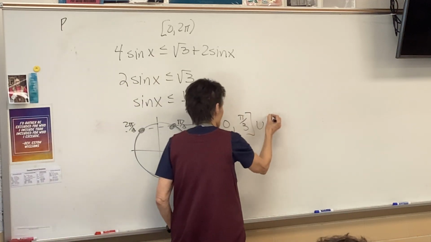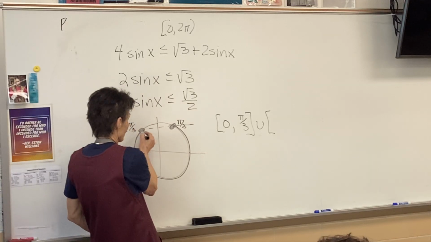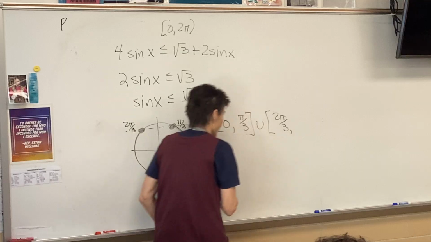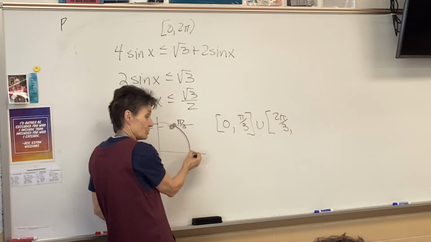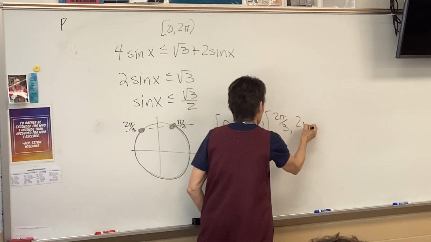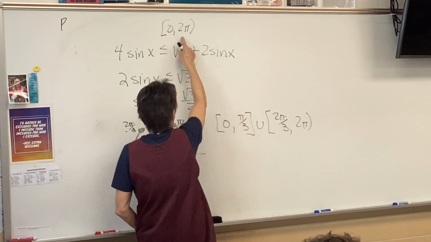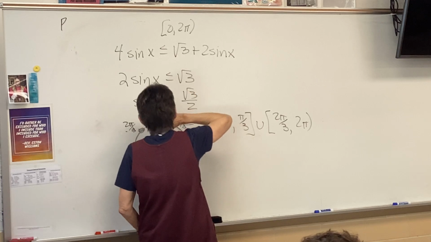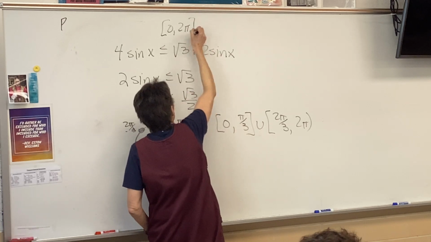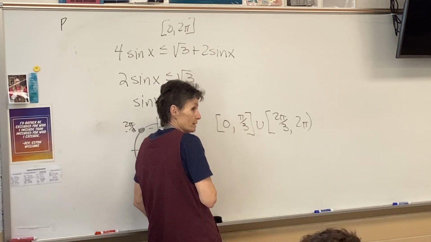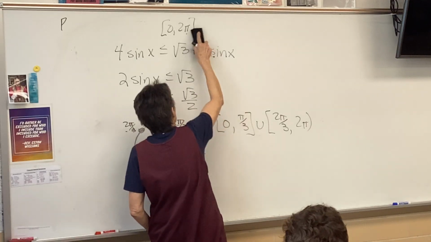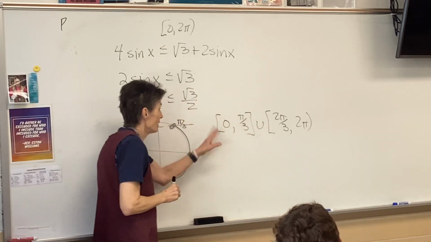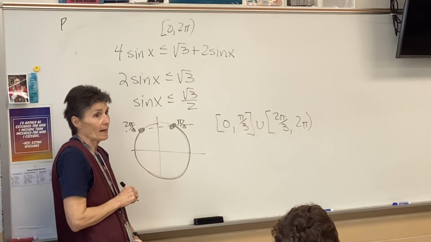And then we start again at 2 pi over 3, and we go all the way around back to 2 pi. Now, the way these directions are written, we don't include the 2 pi. Had the directions been written this way, we would. It's redundant to include it, so I'm not sure why he does that sometimes, but anyway, there you go. That's the answer. Got it?